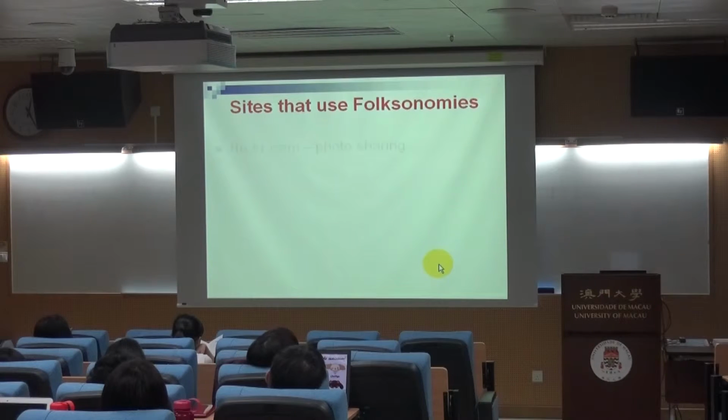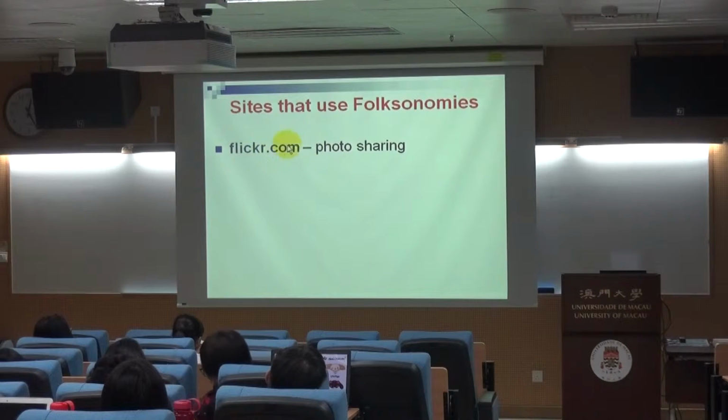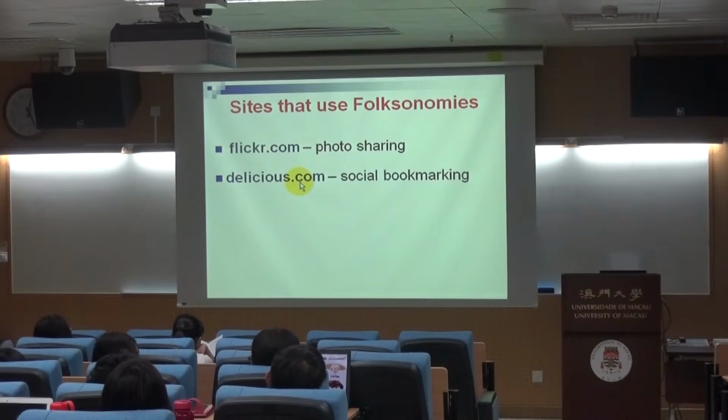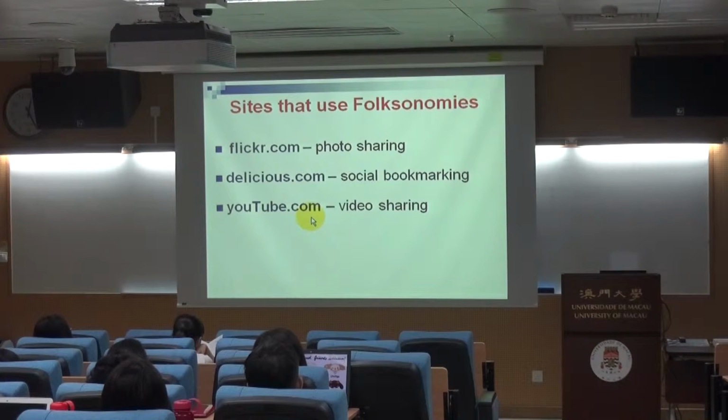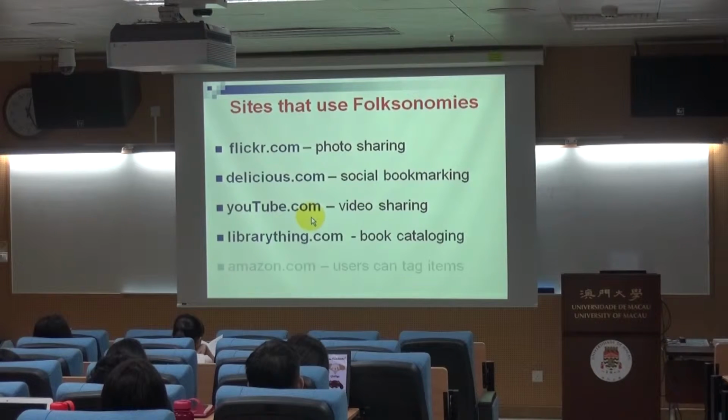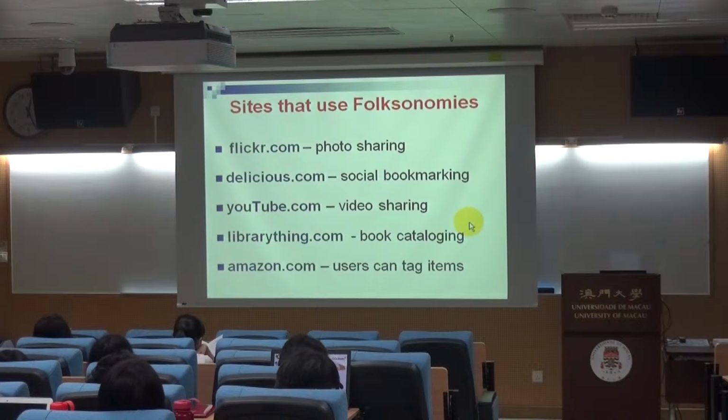Some sites that use folksonomy: Flickr is credited for being the first, although Delicious, which we will look at next week, I think technically was the first. YouTube uses folksonomies, LibraryThing, and Amazon. Actually, as we get on in the course, you will see that mostly all of the applications that we are using use folksonomies.